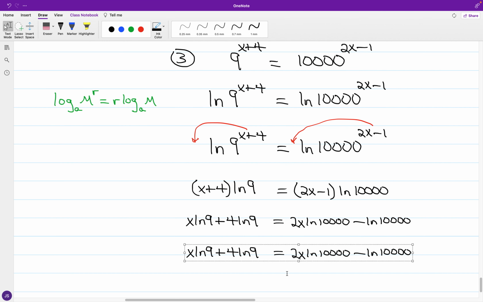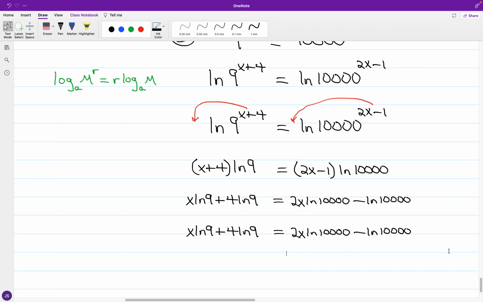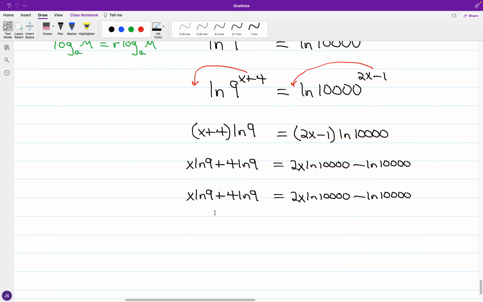Okay, so we have variable terms apart from each other. I got x terms on both the left and the right, so I'm going to join our x terms. I'm going to have the x terms on the left and just have the non-variable logarithmic terms on the right. So I'm going to move 4 times the natural logarithm of 9.